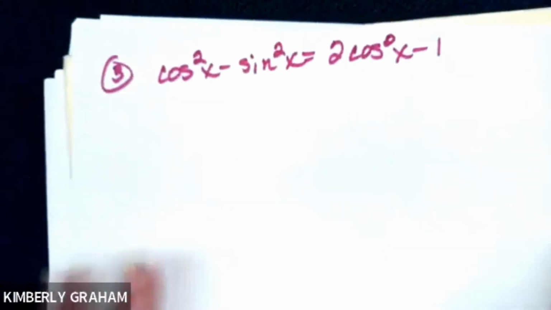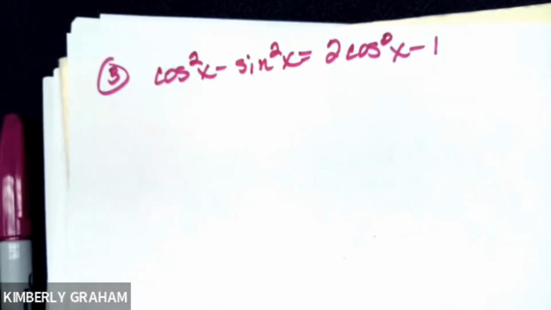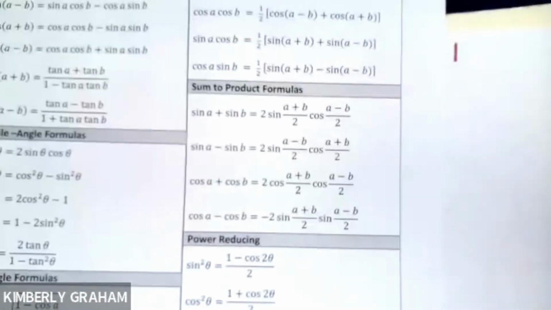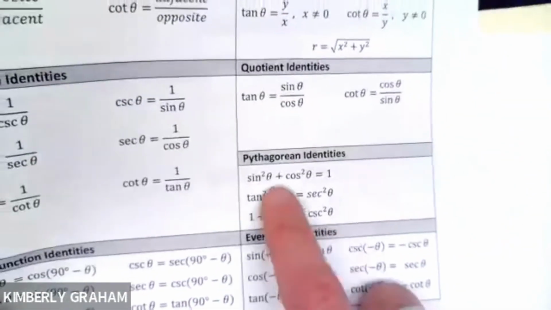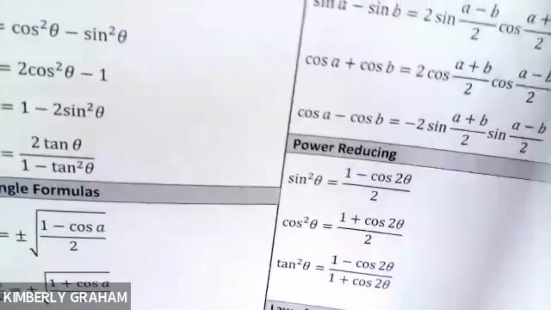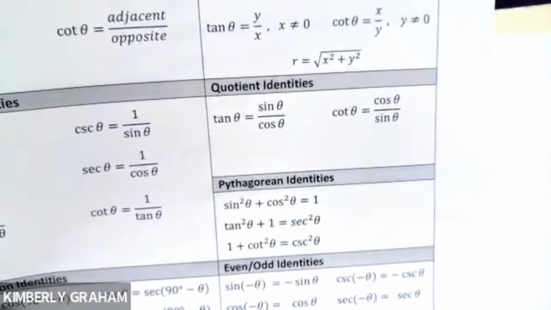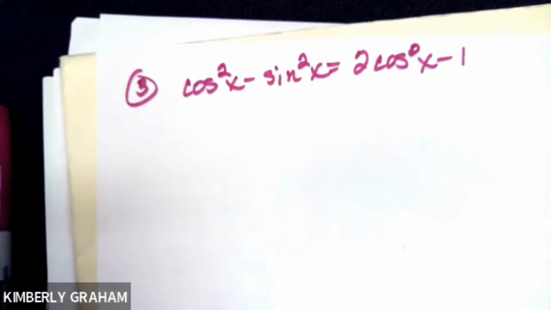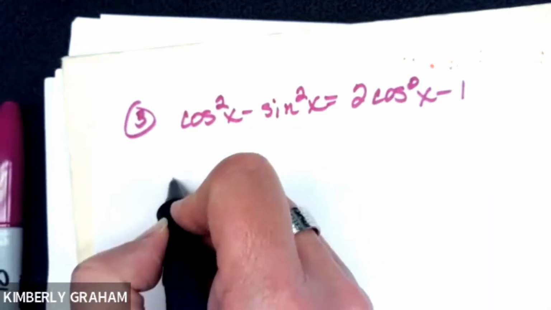Okay, anytime you have squareds, you need to either be thinking Pythagorean theorem or factoring. If you look through your reference sheet, you've got squareds here in your Pythagorean identities, and you've got squareds over here as well. But Pythagorean identities is what you're usually going to be using this as. So start off with writing down the left-hand side here.